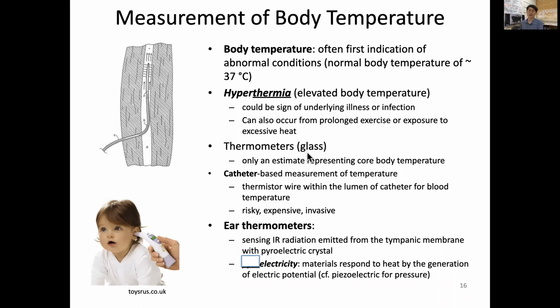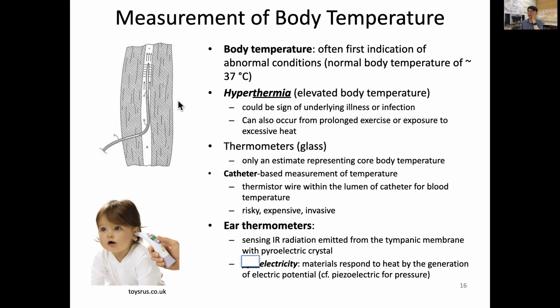The thermometer made of glass, you are familiar with. This is only an estimate representing core body temperature. So we have thermometers under the tongue or armpit, and that may not always be accurate. So sometimes in special cases, we may need to measure core body temperature directly.